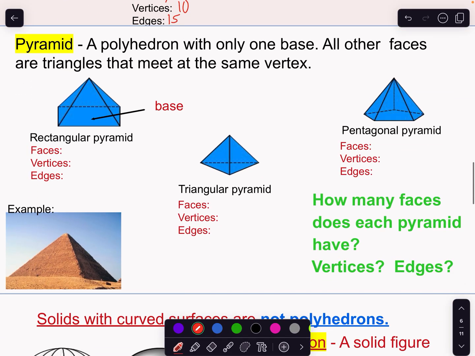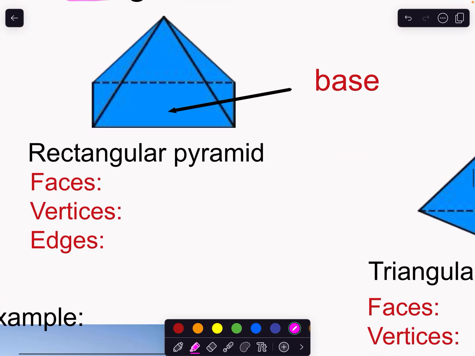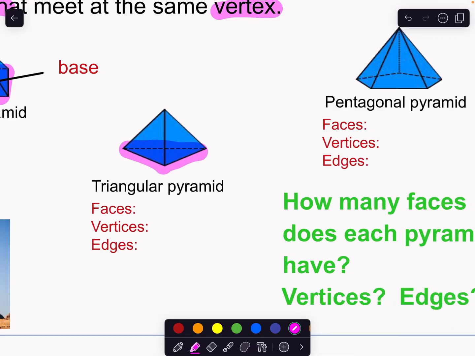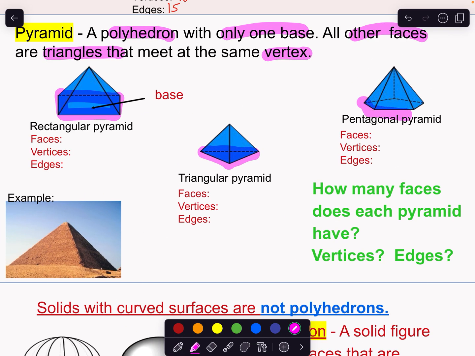Okay, a pyramid. It's a polyhedron with only one base. All the other faces are triangles that meet at a vertex. So this is a rectangular pyramid because the base is a rectangle. Triangular pyramid because the base is a triangle, right? Pentagonal pyramid, base is a pentagon. So they're named by their base.